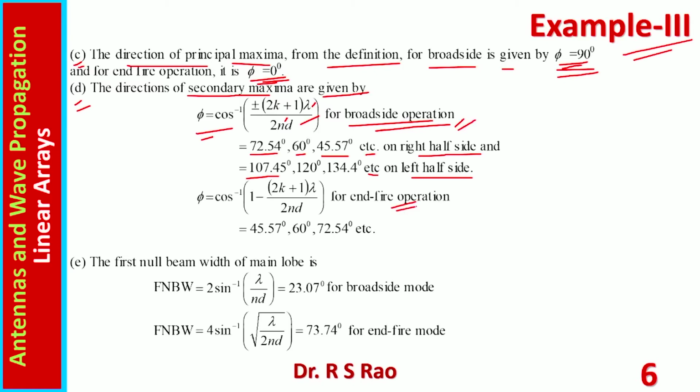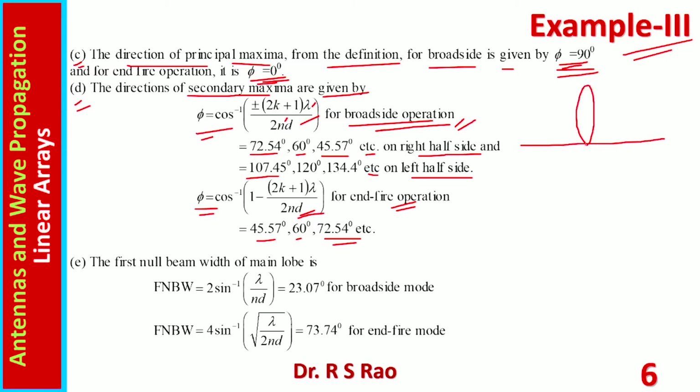For end fire operation, directions of secondary maxima are given by cos inverse (1 minus (2k plus 1) lambda by 2nd). By giving the legal values to n, d, lambda and k, we get phi as 45.57 degrees, 60 degrees, 72.54 degrees, etc. To give a better understanding, let me give the sketch of pattern for broadside operation.